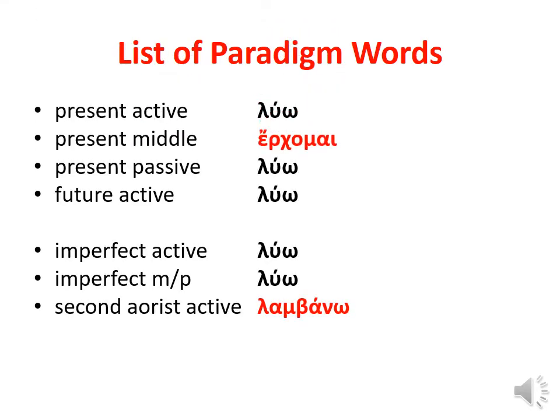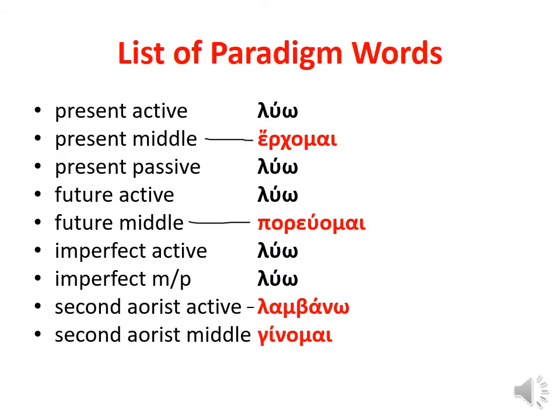Okay, to review quickly the paradigm words we've had, because we've had quite a few. We use luo when we can. When we can't use luo for some reason or another, we'll substitute another suitable word. For the present middle, we need erchomai because luo isn't so-called deponent in the middle. The future middle, we use poreuomai because erchomai does not have the same form in the future. And the second aorist active, now we need lambano because this verb has a second aorist, whereas luo does not. And then ginomai for the second aorist middle.